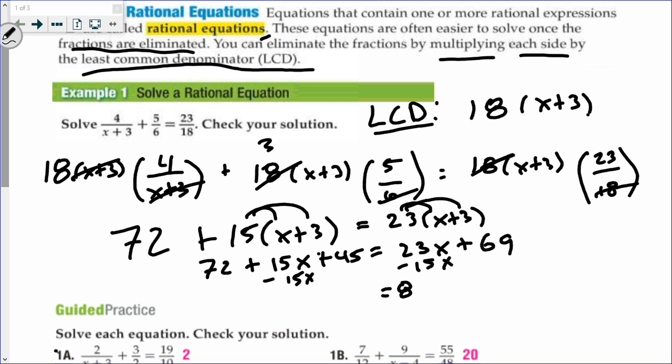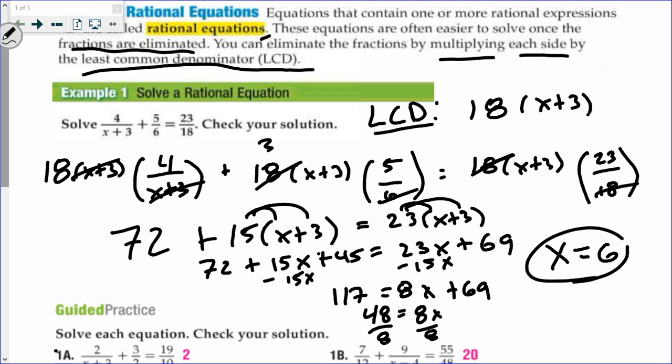x plus 69 is equal to, well, 72 plus 45, let's see for that, 117, and 117 minus 69 on both sides, I've got 48 is equal to 8x. Divided by 8, we've got x equals 6. Okay, we've got to go back and check our solution. Doing that should give us what we're looking for here.